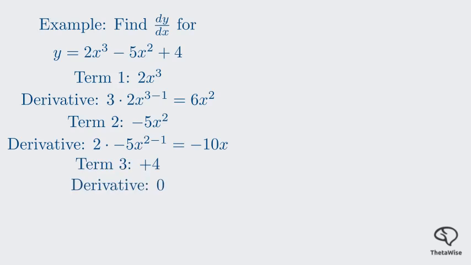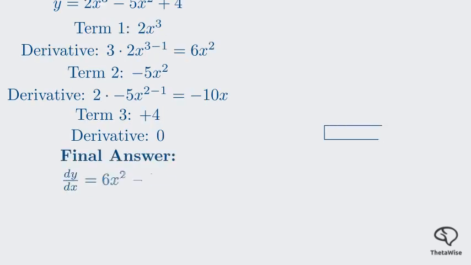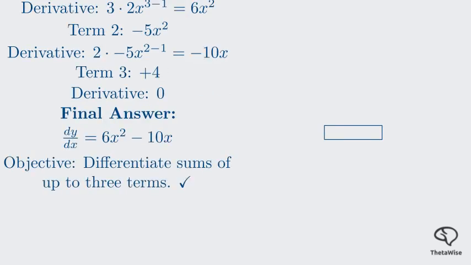Finally, the constant 4. As we discussed, the derivative of a constant is 0, so it effectively disappears. Putting it all together, our gradient function dy by dx is 6x squared minus 10x. You can now handle complex polynomial expressions by breaking them down into simpler pieces.